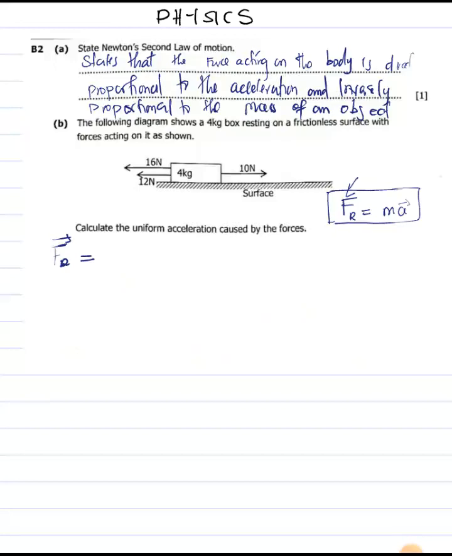On the right side and on the left side. So on the right side we have one force, the 10, and on the left side we have 16 and 12. So the difference between these will give us the resultant force. The question says it's resting on a frictionless surface with forces, so it's not moving, it's just resting. So the difference in the forces will give us that resultant force.